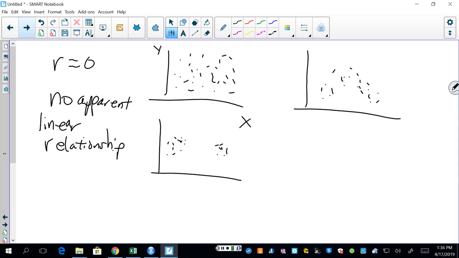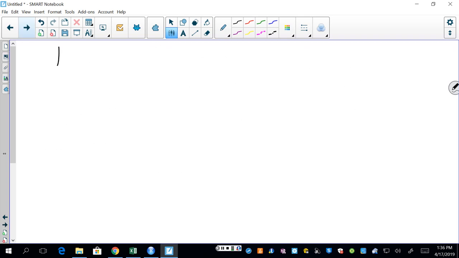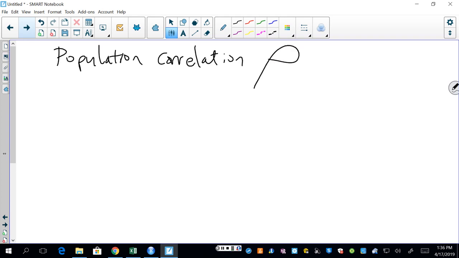But as we've been doing in inference, there's usually a population, and so there's a true or theoretical or population value. So the population correlation is usually noted by the Greek letter rho. It would also be between -1 and 1. R is our sample estimate.